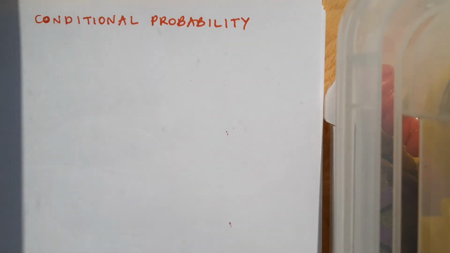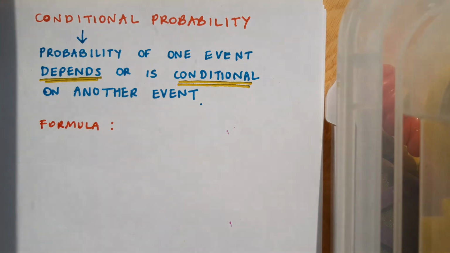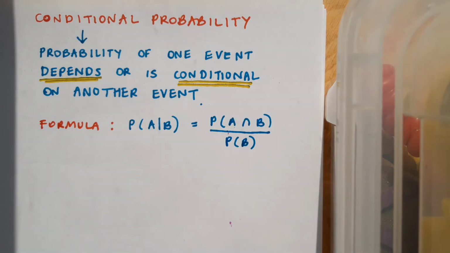Video is on conditional probability. This is when the probability of one event depends or is conditional on another event. There's a formula for conditional probability, and it is that the probability of A given B is equal to the probability of A intersection B. And don't forget, in the context of probability, intersection means and, over the probability of B.